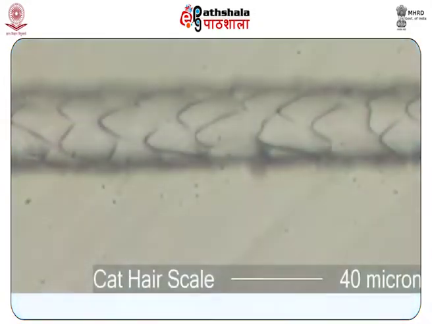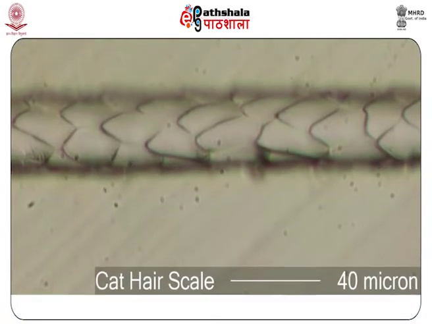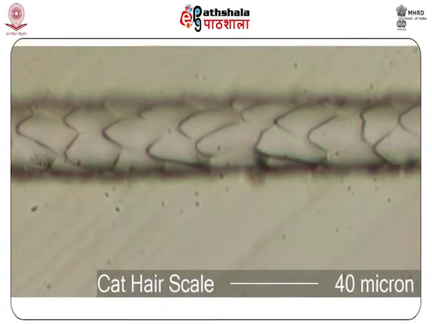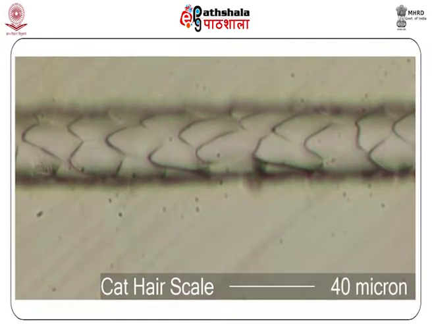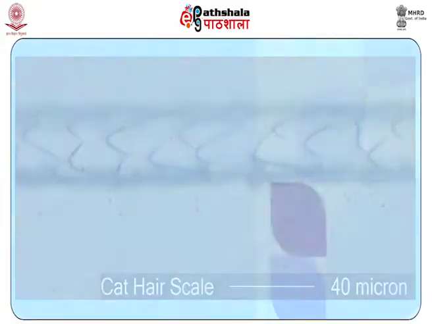Another way to examine the cuticle is by using a scanning electron microscope. Maintenance and cost of such instruments is high. Animal scales appear as shingles on a roof. For species identification, various scale patterns formed on animal hairs are used.